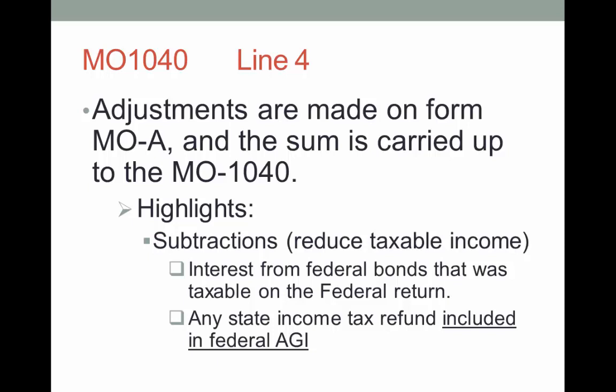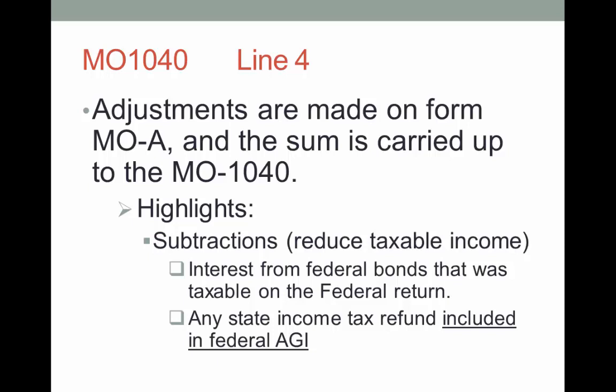Another item that's going to be a subtraction that is much more likely to show up is if you had a taxpayer who had a taxable state income tax refund. If it was included in federal AGI, then you get to turn around and subtract it out of the Missouri AGI. Remember, state income tax refunds are only taxable to a person on a federal return if they itemized in a prior year. So you might see this some, you're not going to see it a lot, but it could happen. I do believe that this is an automatic carry, but again, always check the Missouri return to see that it's showing up there.